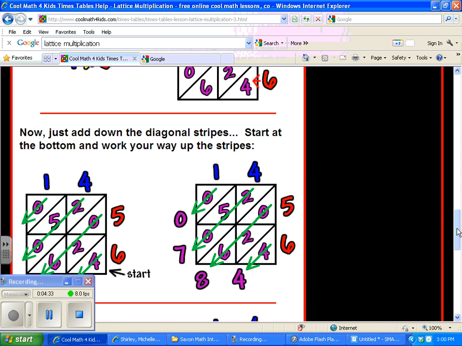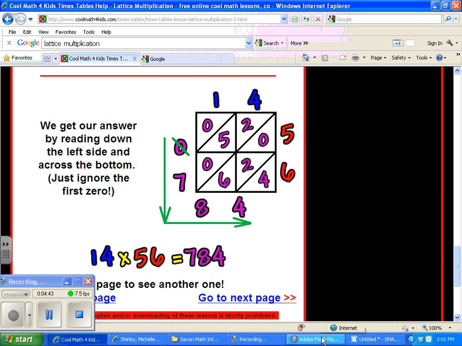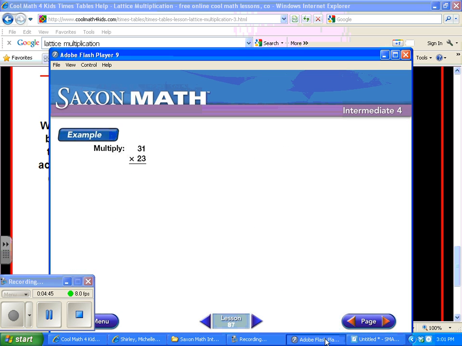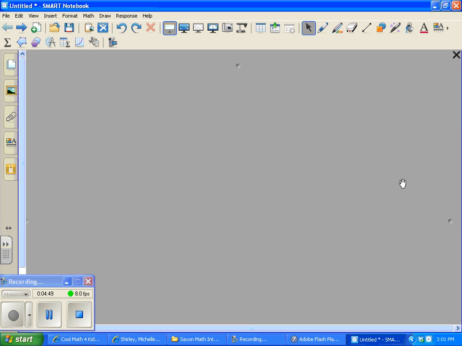And here's how you read your final answer. You kind of go down and across. You don't even need the 0 in front. So this answer is 784. Okay, now let's go back and try our 31 times 23 like that. I'm going to cover that one up over here.